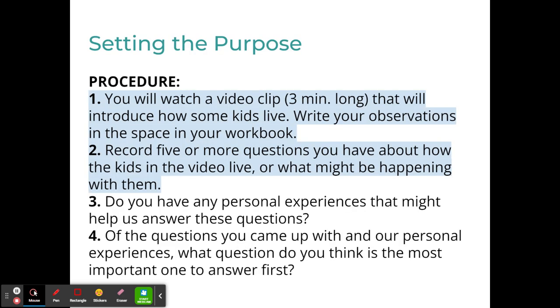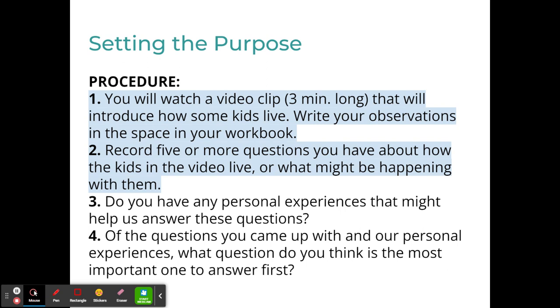When we watched the video, we made some observations, and then we wrote some questions about the things that we were wondering about from the video. We drew on some personal experiences to help us understand maybe what's going on here, or maybe some background. And then we decided which of the questions or which category of questions we thought was the most important one moving forward.